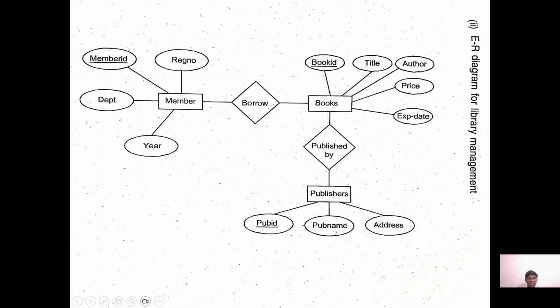The member has a register number, member ID, department and year, and book has book ID, title, author, price and expiry date. Next, publisher has the publisher ID, publisher name and address. So this ellipse represents the attributes.